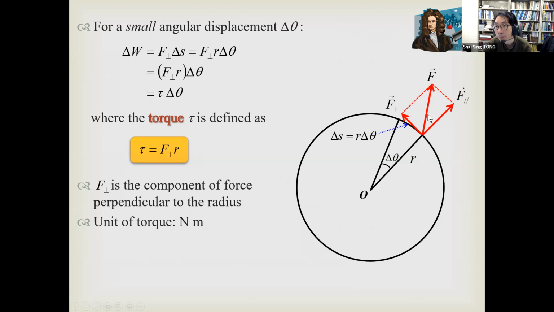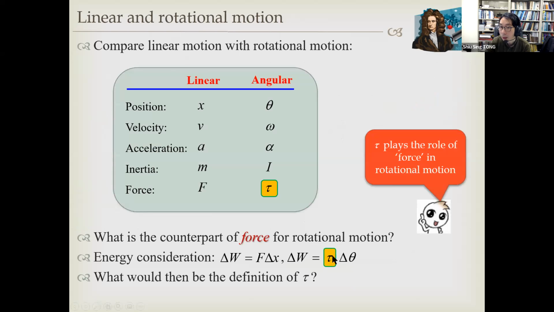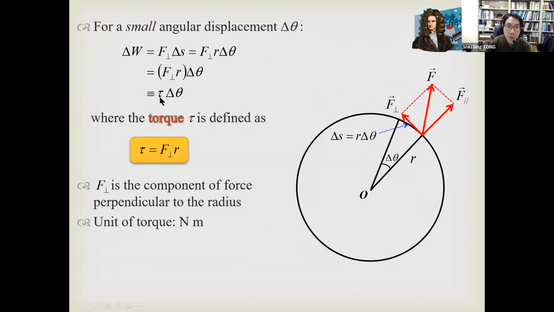The parallel component doesn't do work, okay? The small displacement delta S can always be written, in terms of the angle delta theta, as R delta theta. So if I group F perp and R together, and I define this quantity to be the torque, then the work done by the force will be the torque multiplied by the change in the angle. That satisfies our requirement. This is how we define the torque. If we define the torque as F perp multiplied by R, this equation will be satisfied, and this fulfills our expectation that the work done can be given by this expression. The unit of torque is Newton meter.